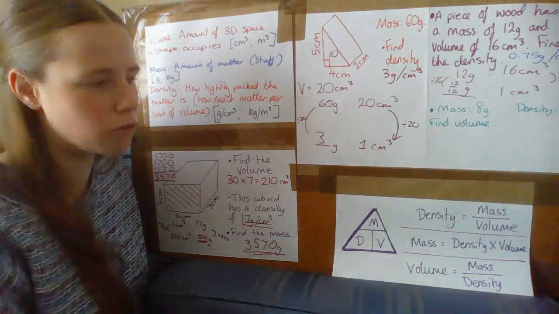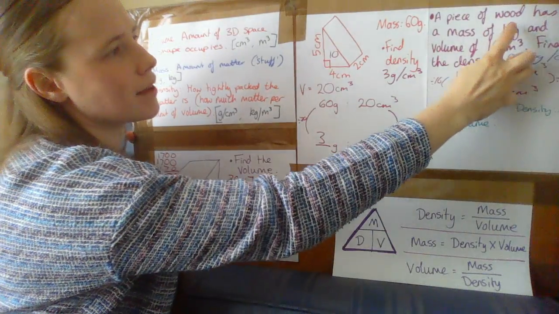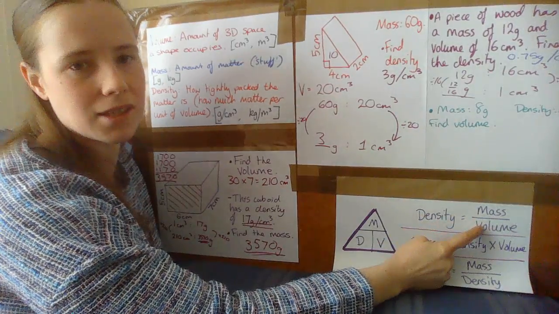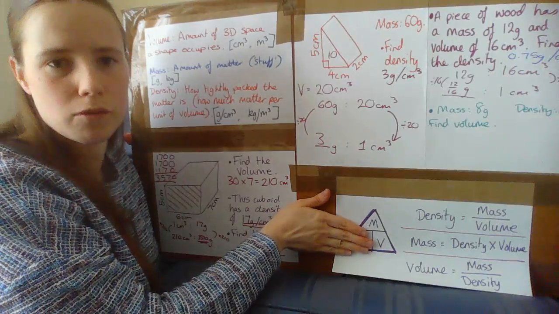And again, if you prefer these methods for this, you've got mass divided by the volume, 12 over 16, that you can simplify, mass over volume.